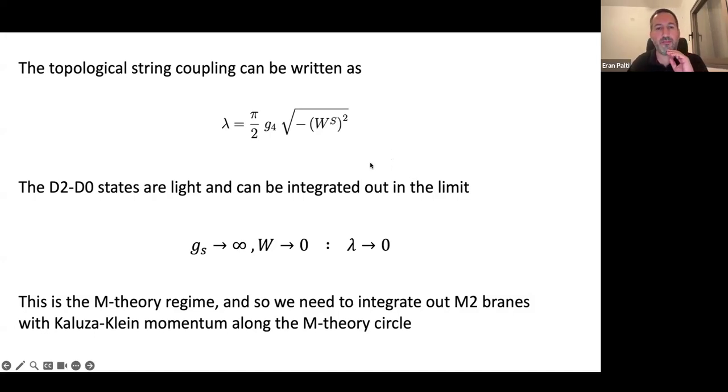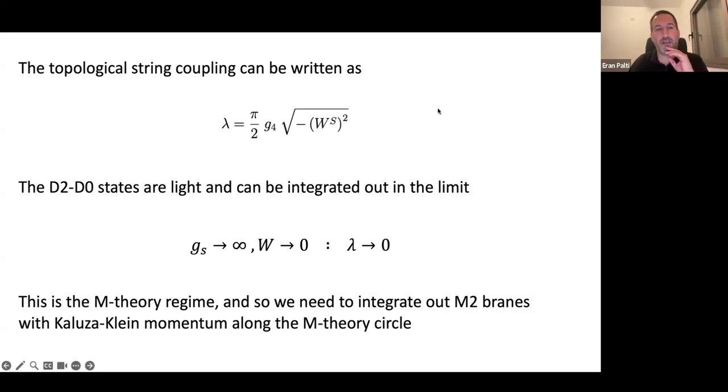So the problem is the following. If you try to integrate out D2, D0 states, D2, D0 states are non-perturbative objects in string theory. And that means that they're heavier than a fundamental string. So it's not clear how to even integrate them out because they're living at a scale where you're not in a quantum field theory regime, you're in the stringy regime.